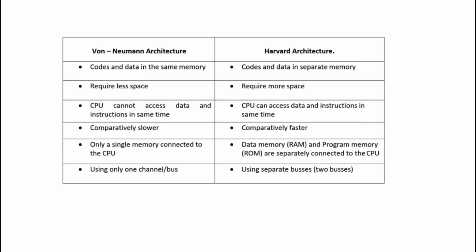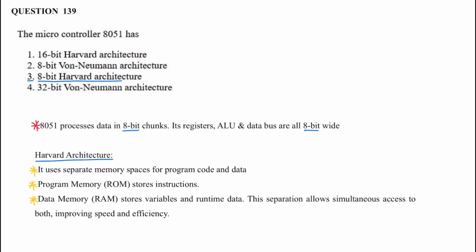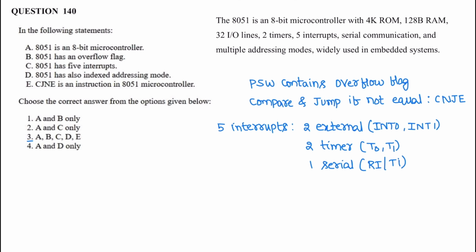Let us see the difference between von Neumann architecture and Harvard architecture. In von Neumann architecture, the code and data are in the same memory, whereas in Harvard architecture, the code and data are in separate memory, which is relatively faster. Harvard architecture uses separate buses, whereas von Neumann architecture uses only one channel or bus. Correct answer option 3.